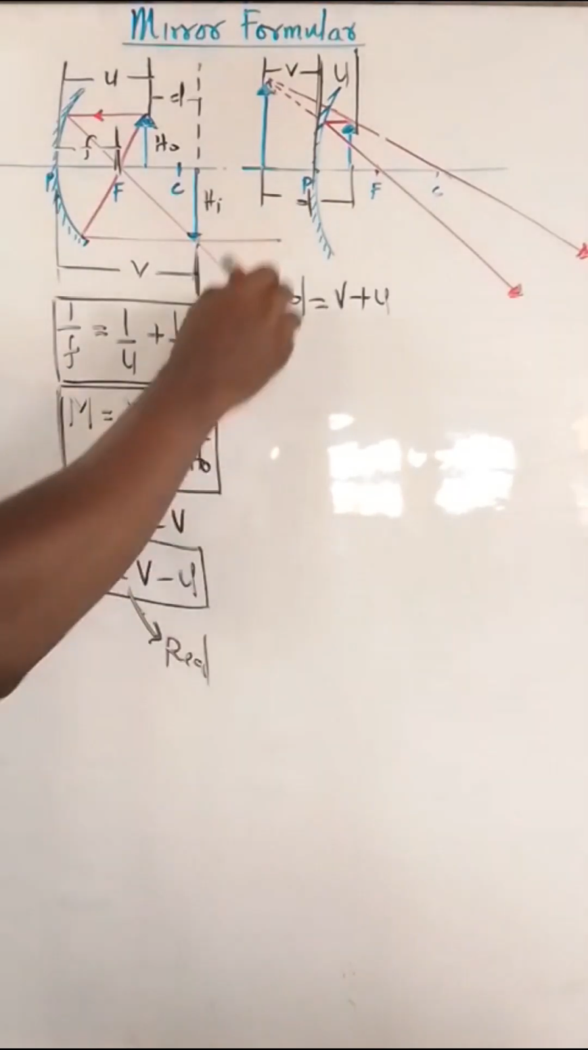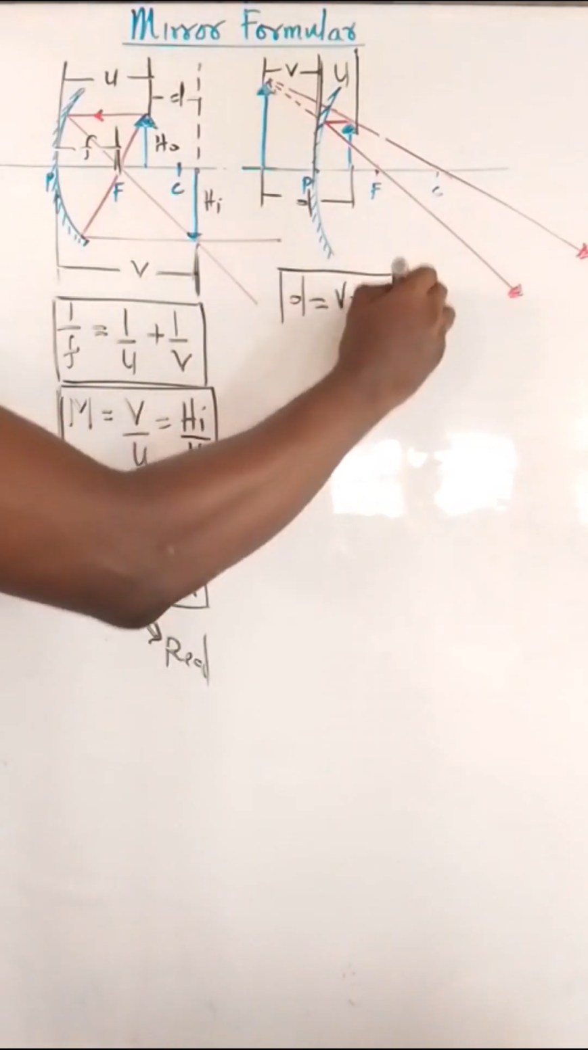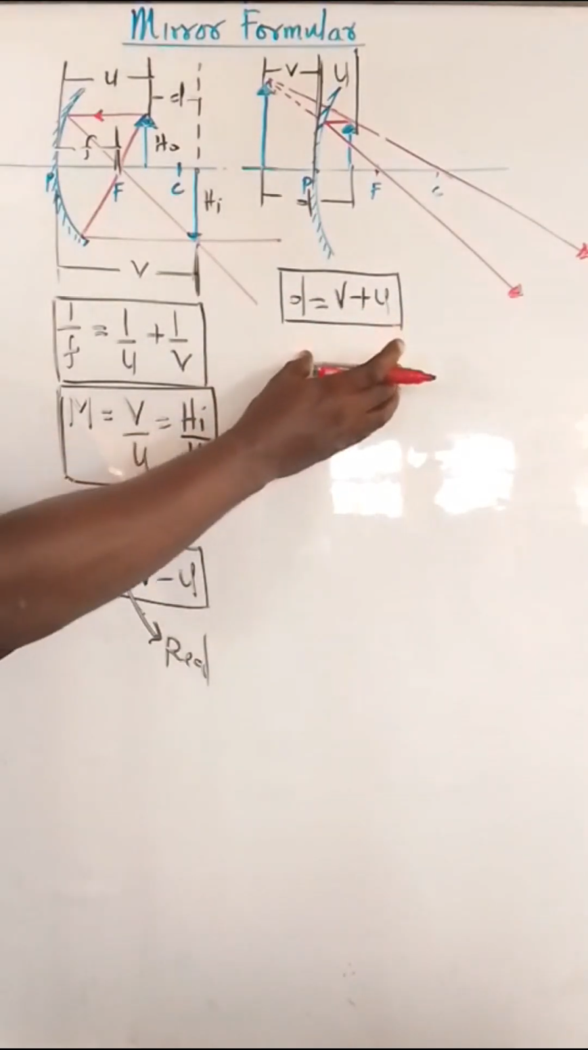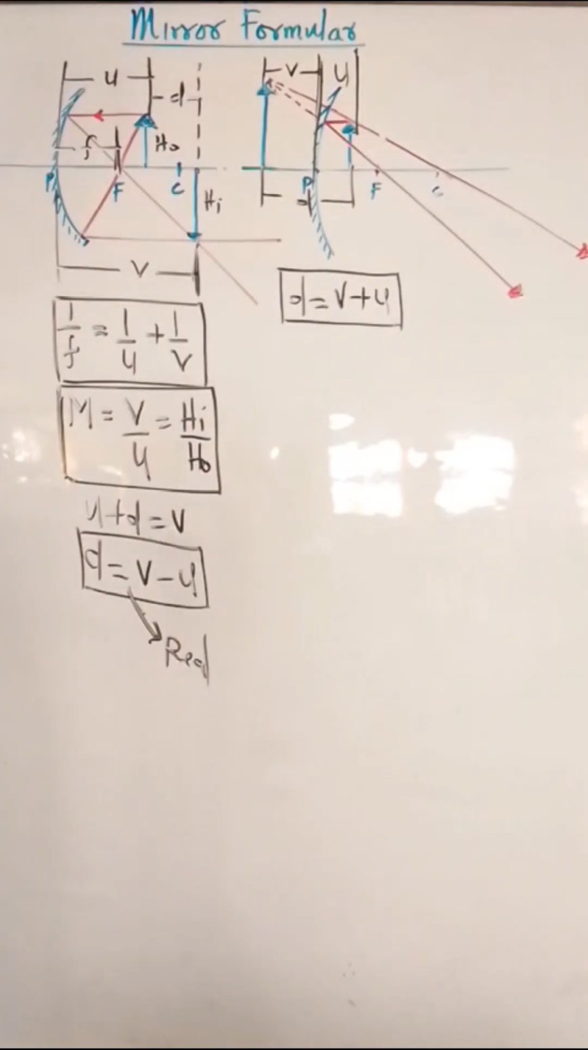So for a virtual image, whenever a mirror forms a virtual image, the distance between the object and the image is the addition. But if it's a real image, it is going to be what? The difference.